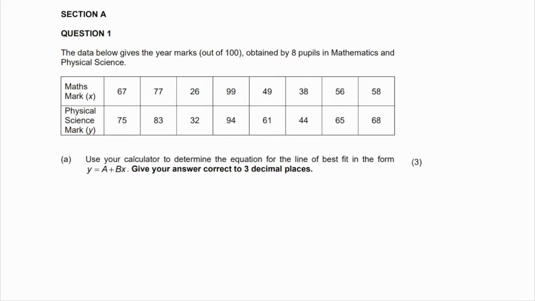So question 1 over here, they give the data: the year marks out of 100 obtained by 8 pupils in mathematics and physical science. Up here in this row is the math marks, down here is the physical science marks, and there are 8 students. They say use your calculator to determine the equation for the line of best fit in this form. Give your answer correct to 3 decimal places. This one's quite easy, it's basically just calculator work.